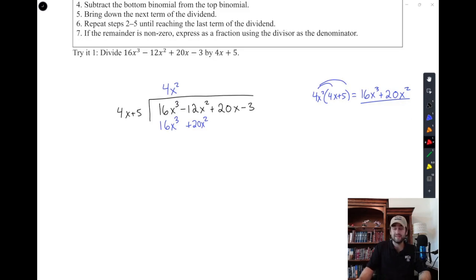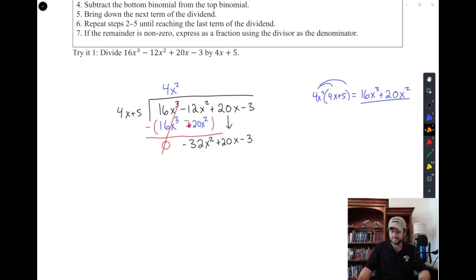And then what I'm going to do, and this is the most important step that's easy to forget, is subtract the whole thing, which means I need to subtract every single term. Both terms need to get subtracted. So 16x cubed minus 16x cubed gives you 0 and they cancel out. But then you're going to subtract this term too. Negative 12x squared minus 20x squared is negative 32x squared. That's the most important step to not forget, that you have to subtract both terms. Then we'll drop down everything that's left, and we'll do it again.